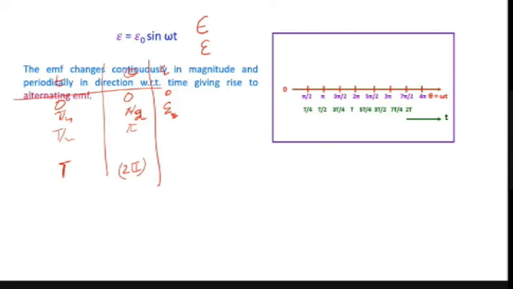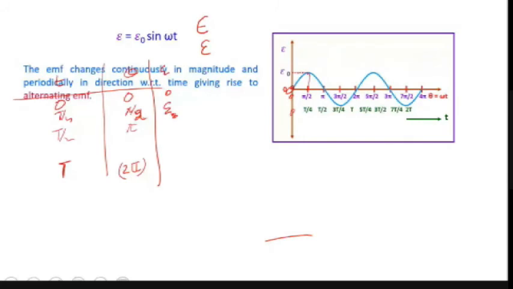Now initially it is 0. Time and angle are both 0, so sine 0 is 0. And sine pi by 2 is 1, and E will be E naught. So if I plot the graph, it will be like this. See here, 0. When it is pi by 2, maximum value. What is the maximum value called? The maximum value is E naught.